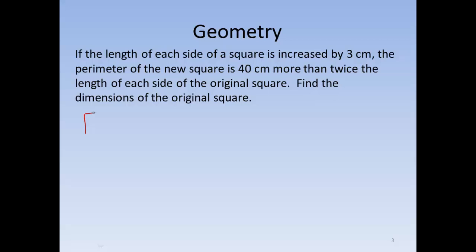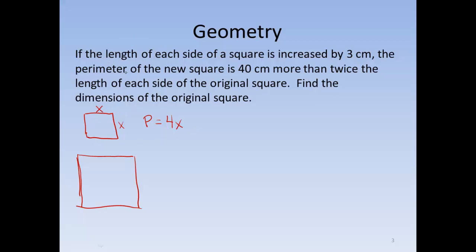In this case, I'm going to find it to my advantage to draw some pictures. So I have the old square, and then I have the new square. And we can pretend these look like squares. Perimeter of a square, so if I call the original one x, the perimeter of this original square is 4x. Okay, so that's my setup.